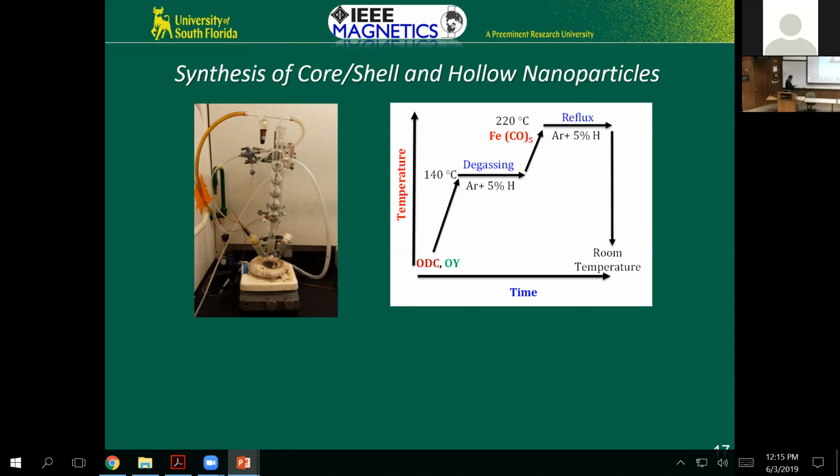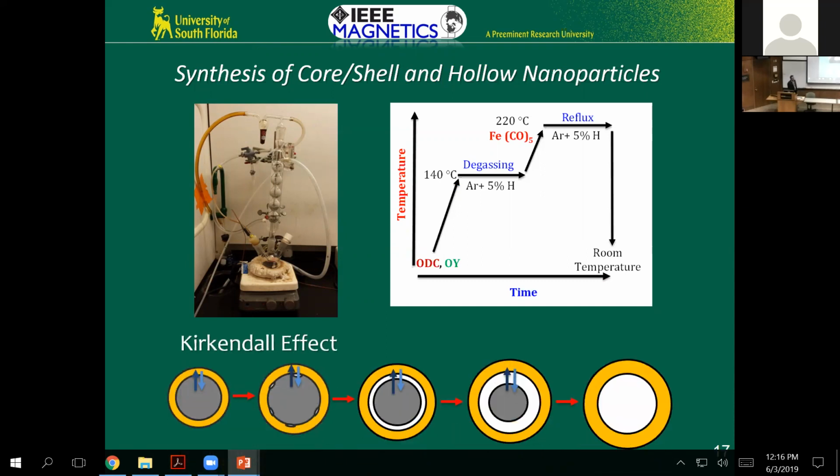the particles. Well, we tried the core shell with the iron core and the iron oxide shell, but it turns out that there's a problem which is known as the Kirkendall effect. This has been known to metallurgists for many years, since the 1940s.